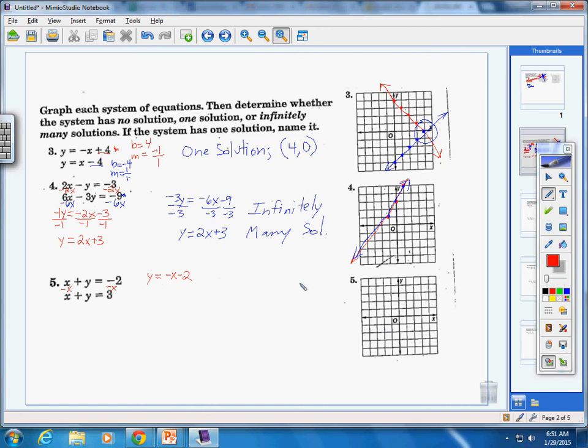So let's graph him. His y-intercept is negative 2. His slope is negative 1. Okay, so that means, keep this in mind, negative 1 over positive 1. So that means down 1, because that's negative, but to the right 1, because that's positive. And then, of course, you'll draw.